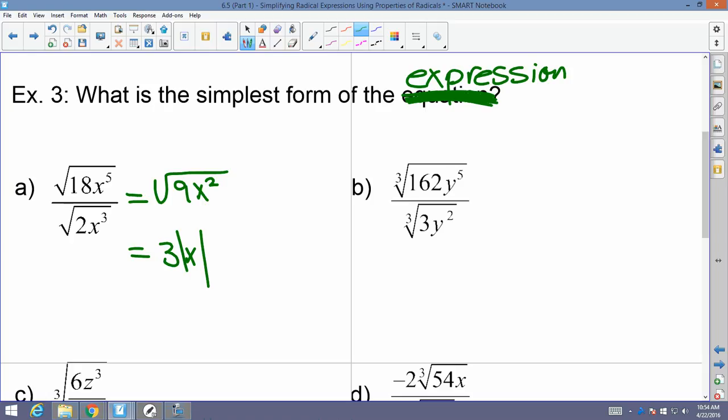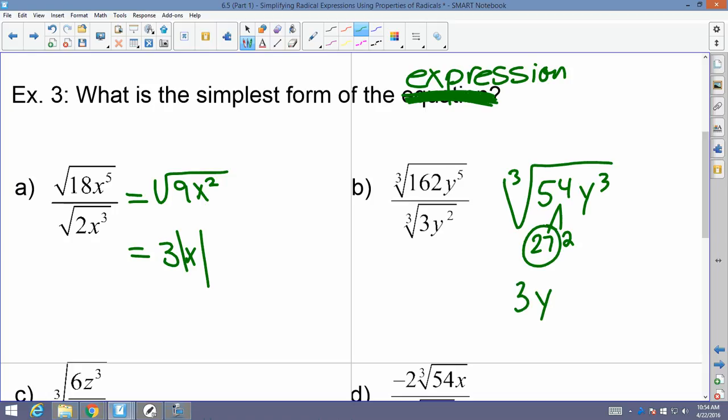Okay, cube root of 162y to the fifth divided by cube root of 3y squared. This will be the cube root of 162 divided by 3, guys, that's 54. And this is y cubed. 54 is 27 times 2. Cube root of 27 is 3. So this is 3y with a cube root of 2 left over. Same exact procedure as multiplication, except now you're dividing. But same exact procedure.